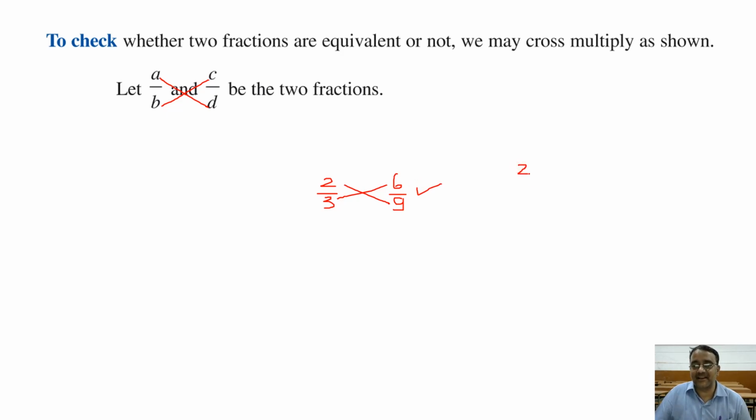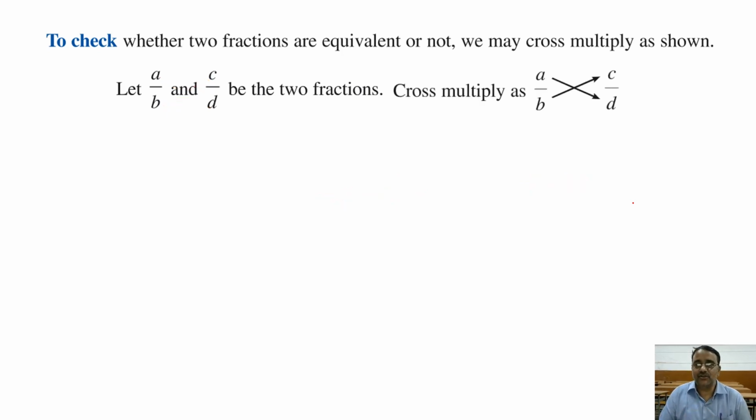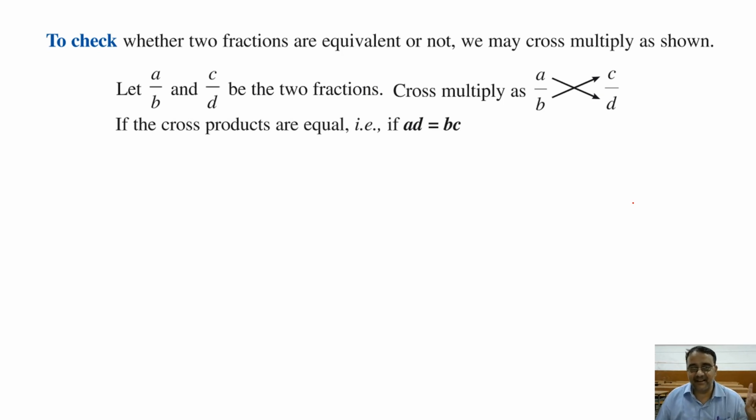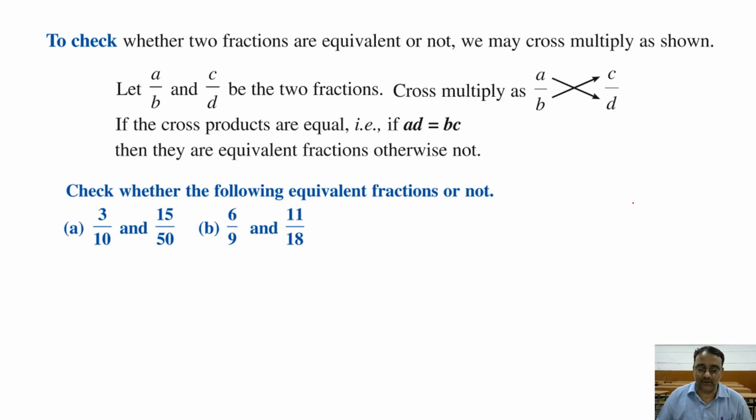Now I am taking another number. Now you can check whether this is an equivalent fraction or not. 2 by 3 and 3 by 5. Now cross multiply. Are we getting the same number? No. 2 into 5 is 10, and 3 into 3 is 9. So these two are not equivalent fractions. Okay. So cross multiply as a into d and b into c. If the cross products are equal, then they are equivalent fractions. Otherwise not. So this is a very important rule.